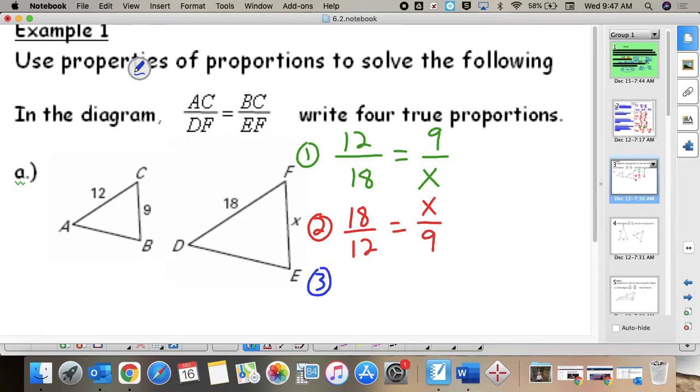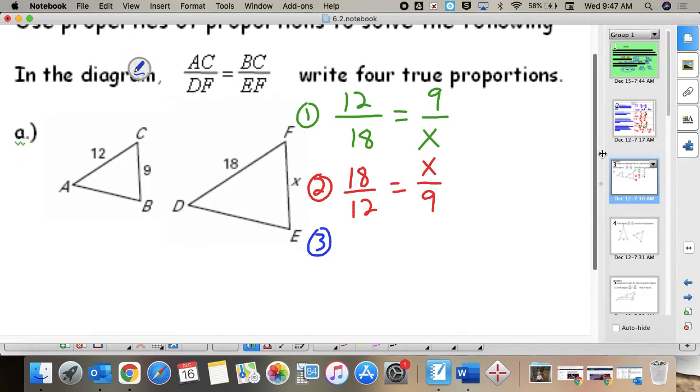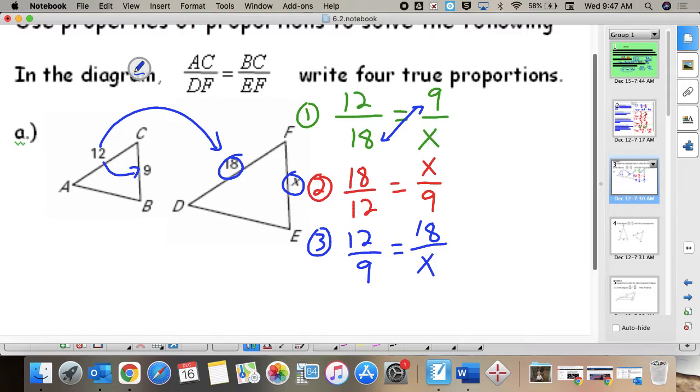Our third one was known as our interchanging means. It says that you can swap these two values. Instead of comparing the 12 to the 18, we can compare the 12 to the 9. As long as when we compare the 12 to the 9, then we got to do the 18 to the X. Notice all they did was flip-flop the numbers from the bottom left to the top right.